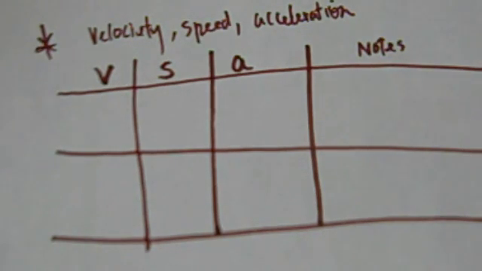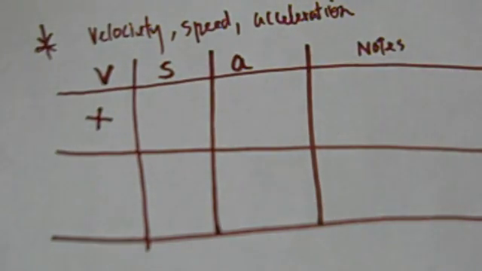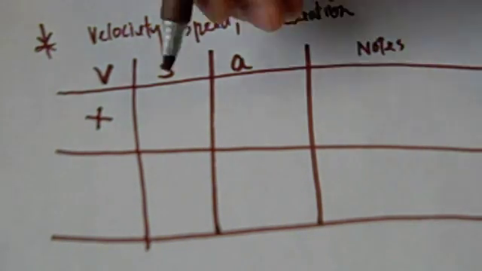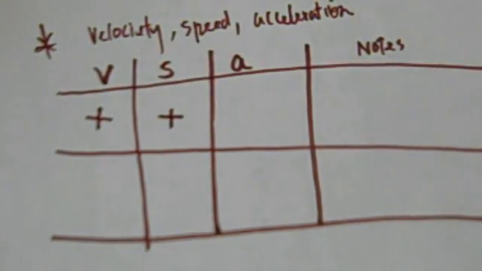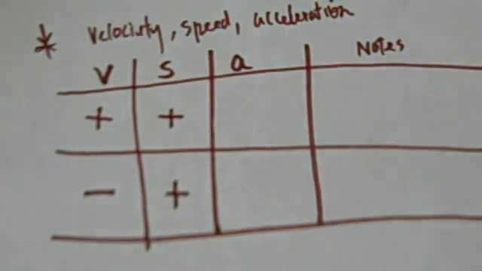Now, there are several scenarios. If velocity is positive, now remember, speed is always the absolute value of the velocity. So speed is always positive. That makes sense. Now, we also have a situation where velocity can be negative. But remember, speed is always a positive value, or absolute value, of velocity. So speed is always positive.